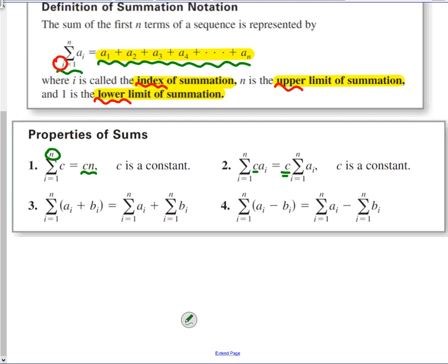It doesn't necessarily need to stay a part of the summation. You can just multiply the sum at the end by c and you'll get the same answer. And then 3 and 4, those properties come together. The only difference between property 3 and property 4 is the adding versus the subtracting.